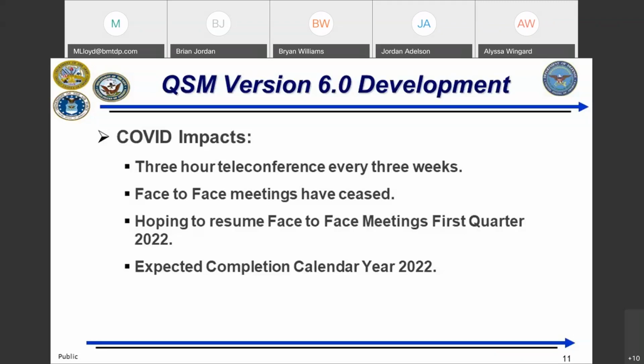We are still plugging forward though. We are hoping to resume face-to-face meetings in the first quarter of 2022. And lastly, we expect this document to be completed sometime during calendar year of 2022. Obviously, if we can resume our face-to-face meetings in the first quarter of 2022, it may speed up our process.